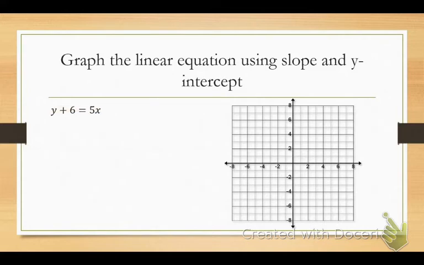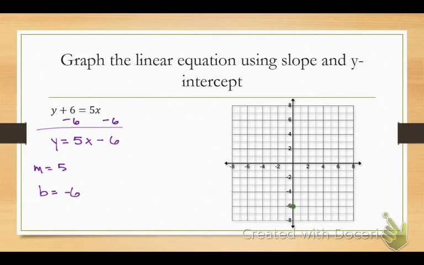Is it this way? How do I get this in slope-intercept? -6. Very good. So I -6 to the other side. Y equals 5x minus 6. Now, what is M? 5. What is B? -6. What is my first point on the graph? Down to a -6. B is my y-intercept where the line crosses. So that's my first point.